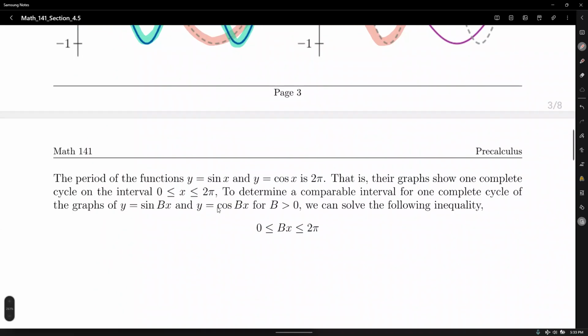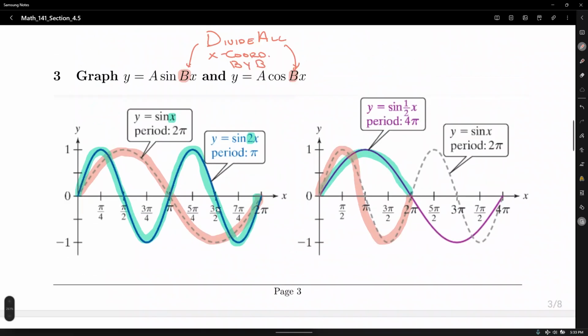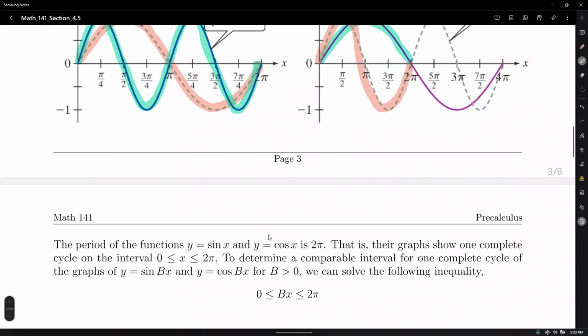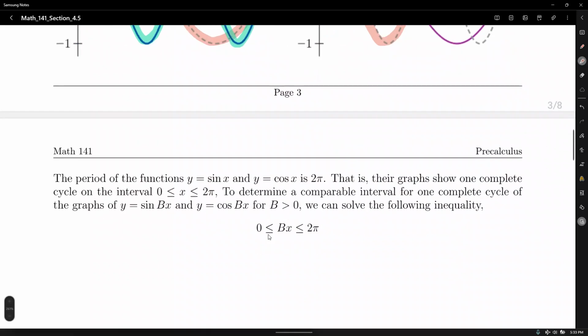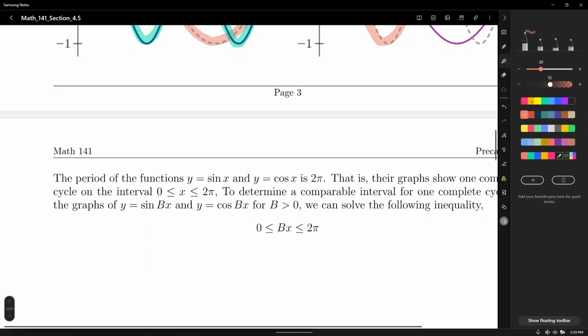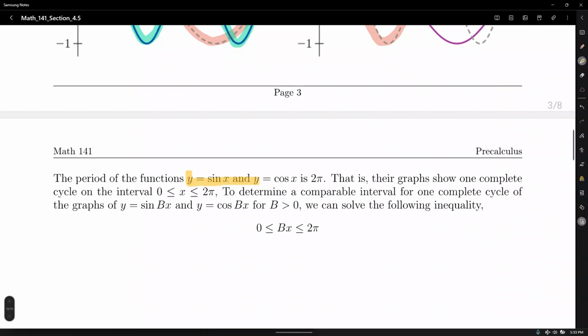But number one, notice that when we are multiplying an angle or an x by a number b, do you see how that changes the period here? Well, we're going to explain this by means of an inequality. Okay, so what's the whole deal about? So number one, the period of the functions y equals sine and y equals cosine, well, we already know that the period equals 2 pi, all right? At this point, I think it's good information to keep in mind.